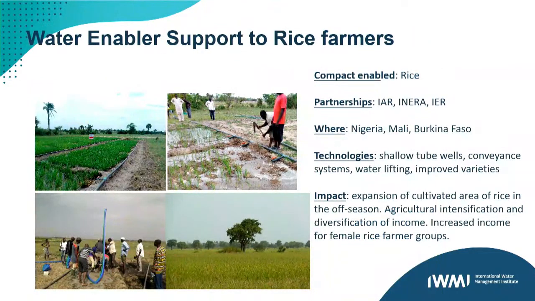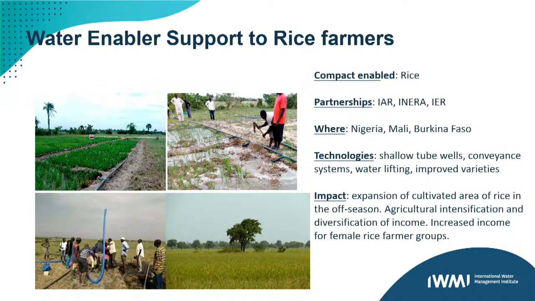Just a quick example in terms of water enabler support in rice production. This is part of the TAT activities in Nigeria, Mali, and Burkina Faso, and these are technologies that we explored. This led to expansion of cultivated areas, off-season production, and of course some kind of intensification.